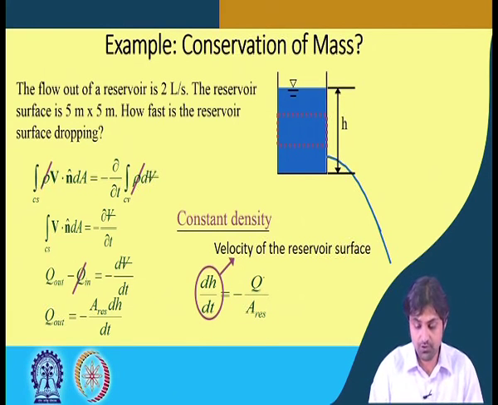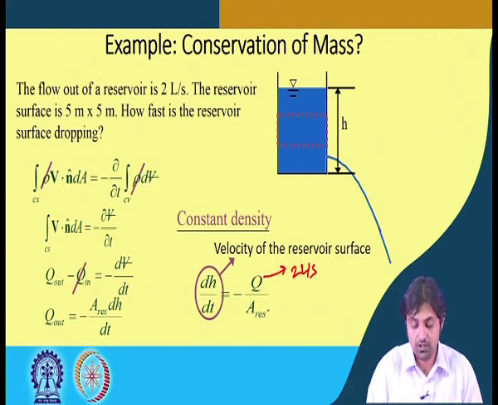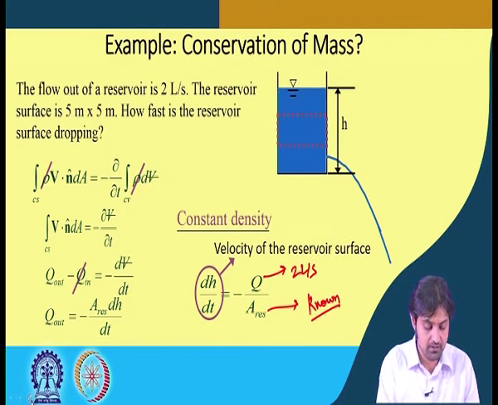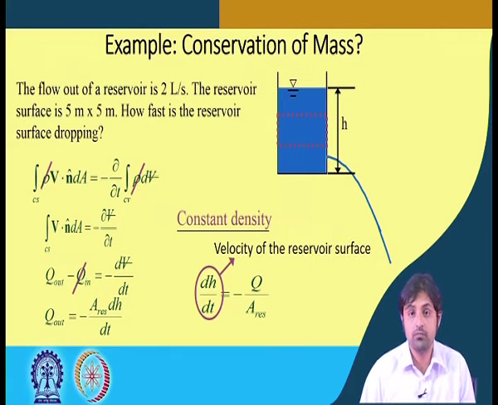We can substitute Q, which is given as 2 liters per second, converting it into SI units, and the area of the reservoir we can calculate because it is rectangular in shape. So this is also known. So we are able to calculate dH/dt. I think I will leave it up to you to work out the numerical values, which is the simplest thing you are able to find.